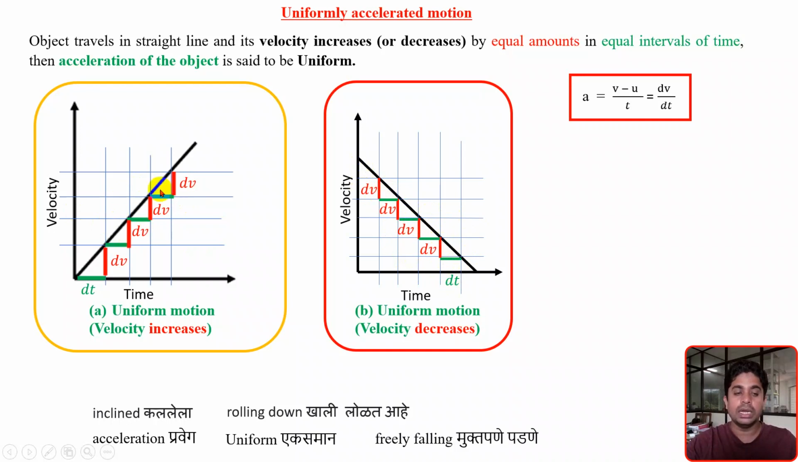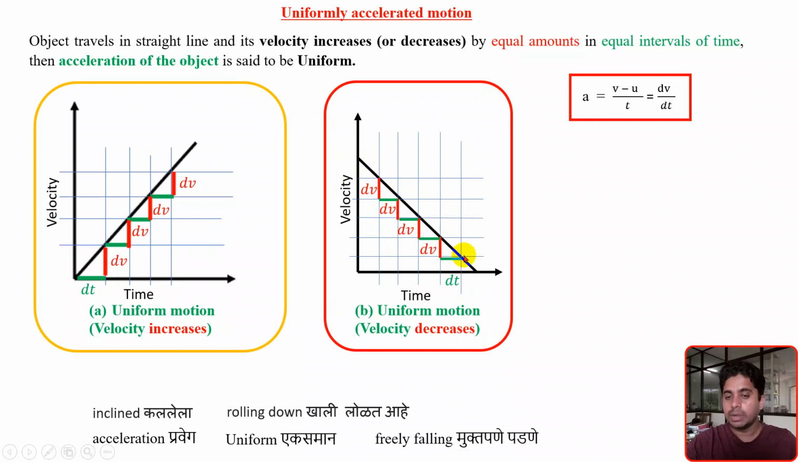Here I have said increase in velocity dv. Here I have to say decrease in velocity dv. The value or magnitude of that dv remains constant. Or if I take the ratio dv divided by dt for any time interval, in this case that ratio is constant, or here the slope of this line is constant.